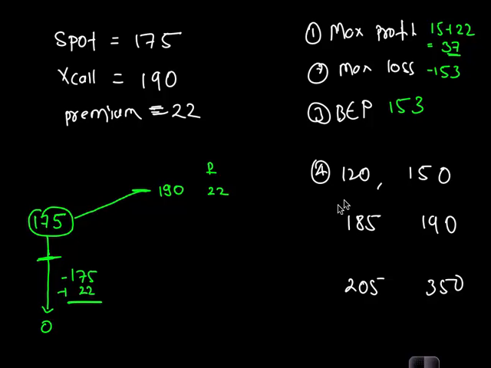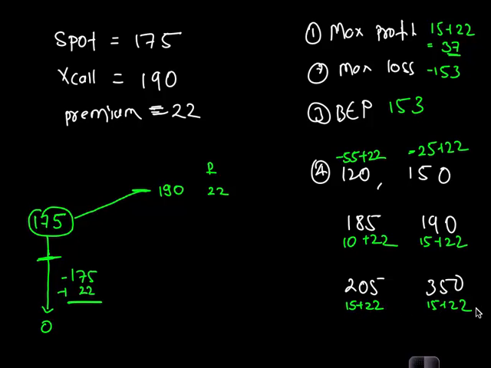Are we okay here? When the stock price goes down to 120, 175 stock went down to 120, so we have a loss of 55, but premium of 22. When the stock price goes to 150, we have a loss of 25, but premium of 22. When it goes to 185, we have a profit of 10, premium of 22. When it goes to 190, we have a profit of 15, premium of 22. At 205, we don't get that benefit, so 15 plus 22.